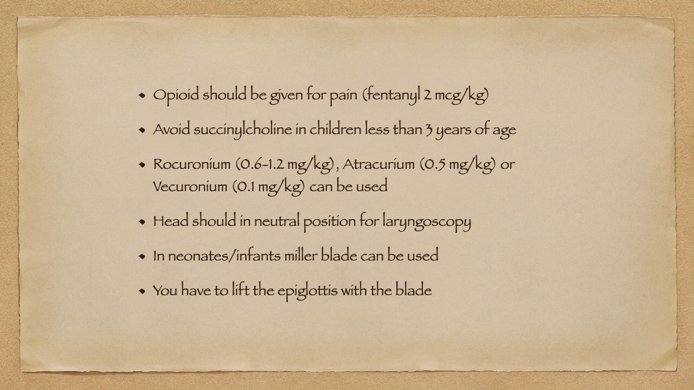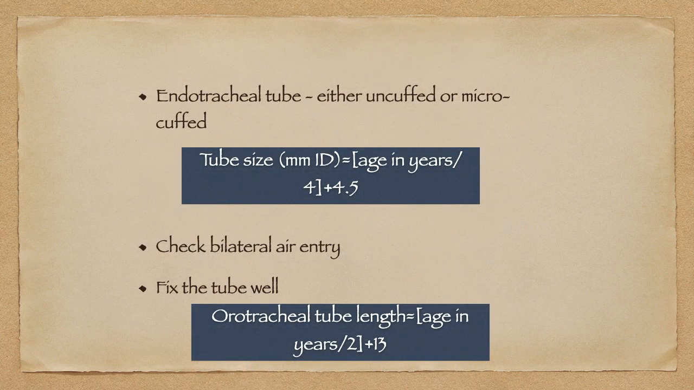Head should be in neutral position for laryngoscopy. In neonates and infants, a Miller blade can be used. You have to lift the epiglottis with the blade and intubate. What is the correct size of endotracheal tube for the child? There is a calculation. Tube internal diameter equals age in years divided by 4 plus 4.5. If the child is 2 years, 2 by 4 is 0.5, plus 4.5, so a size 5 tube should be sufficient for a 2-year-old child.